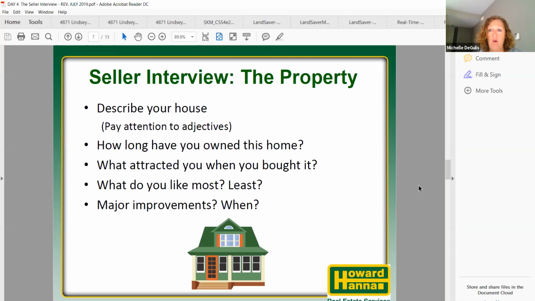Again, how long have they lived in the home? This is a big clue. As I just said, if they've been there a long time, it's going to give you a clue of how attached they are to the home. This is a great question to ask them: what attracted you when you bought it? Their description of this might be a clue as you think about how you're going to market the home. What was the most attractive feature to that seller when they were the buyers of that home? Was it the backyard? Was it that it had a stone fireplace and it was wood burning? Find out what was the most attractive thing for them when they bought the home.